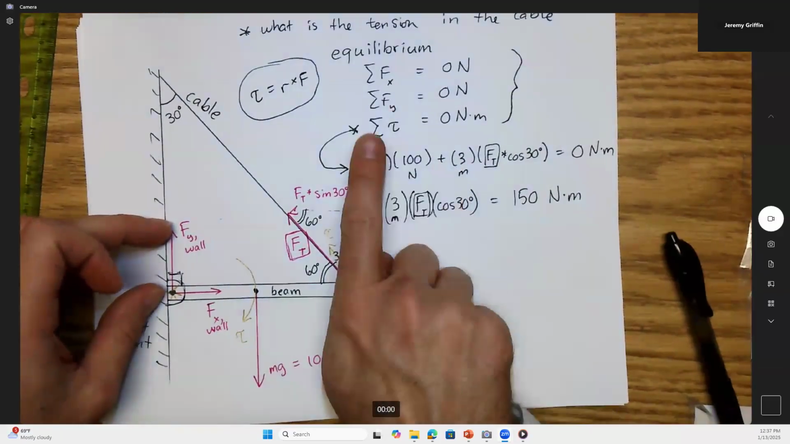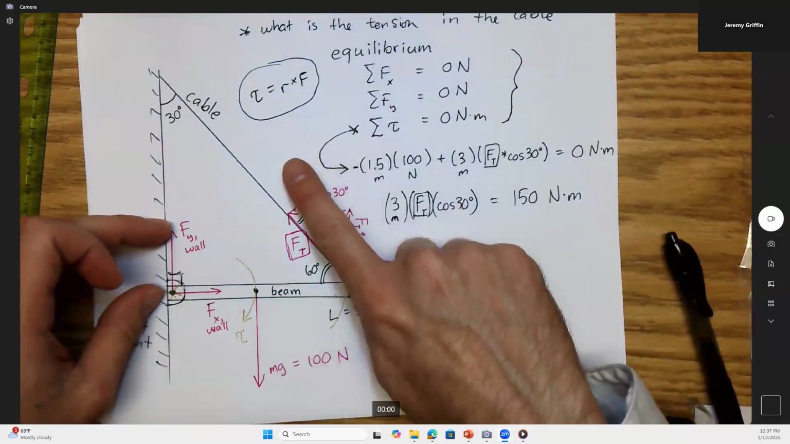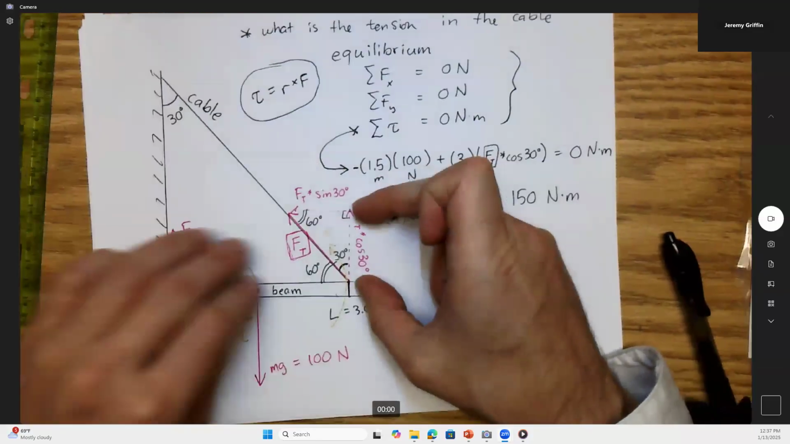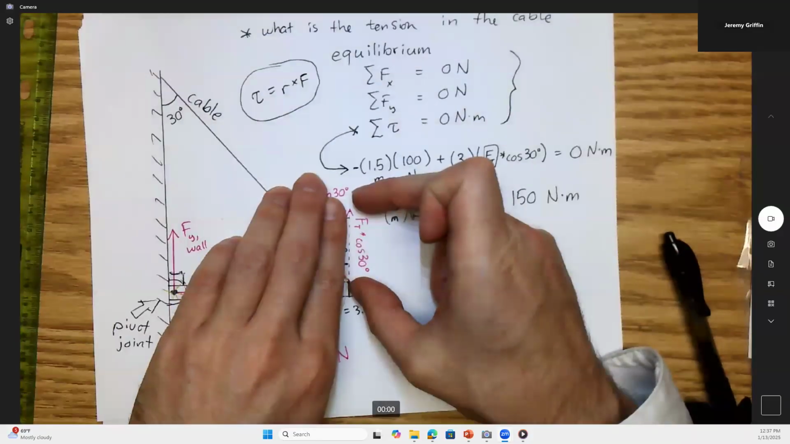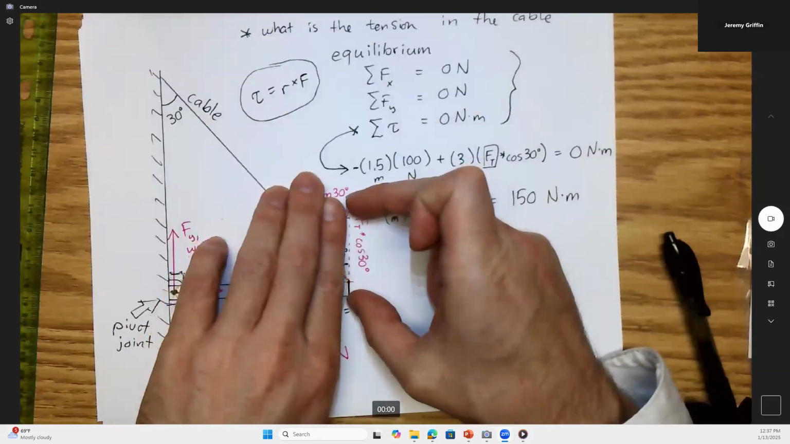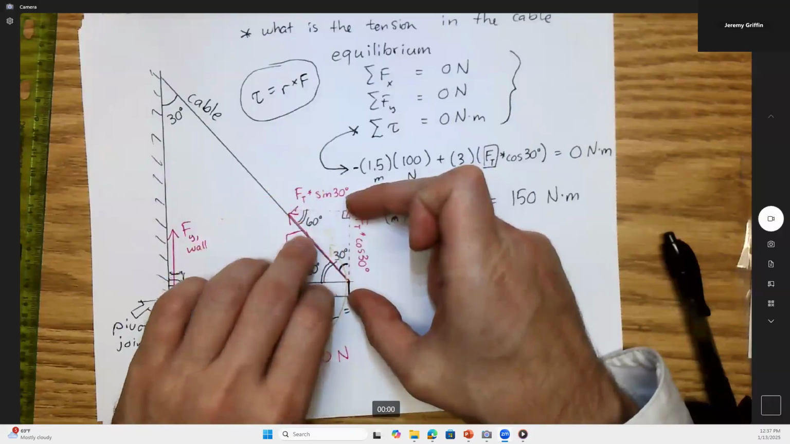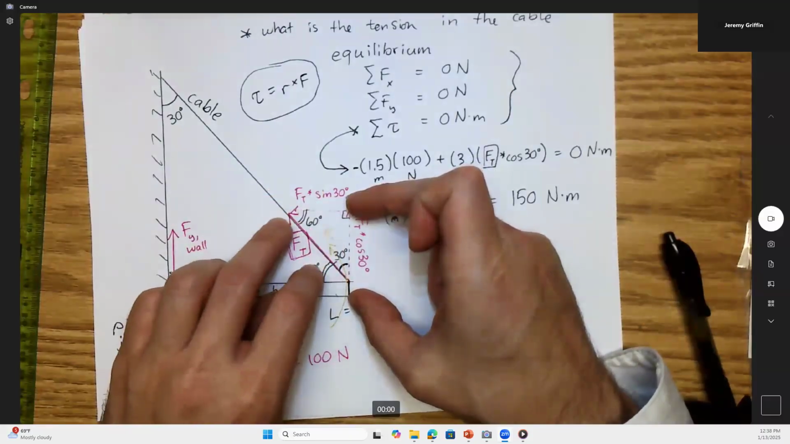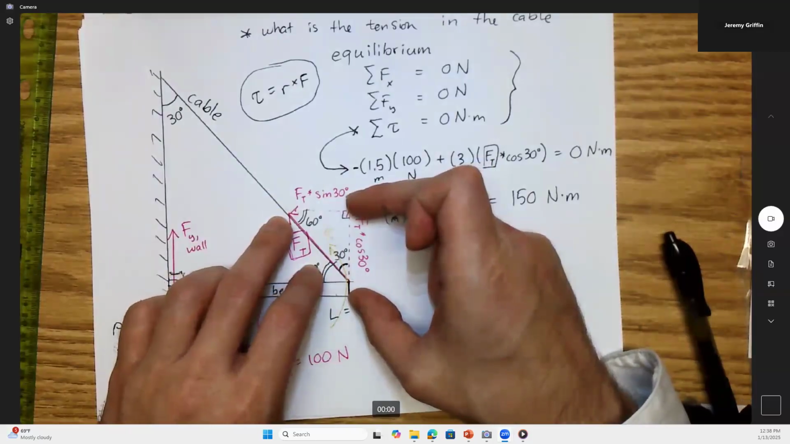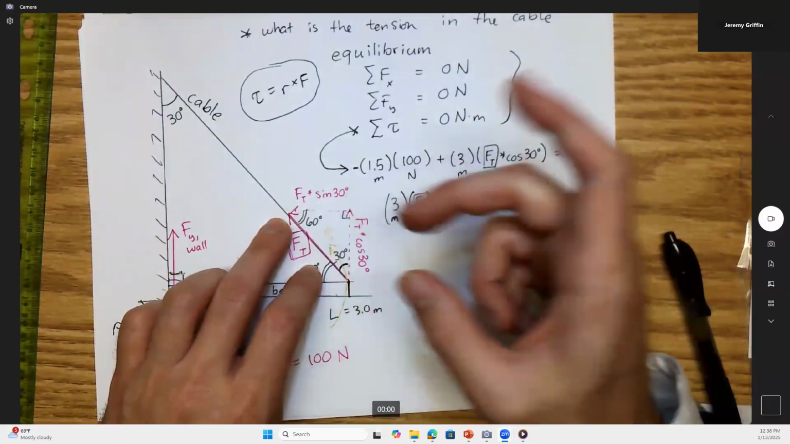And the fact that I have the cable oriented a little bit to the left, I know this upper component should be 50 newtons. This Ft cosine 30 degrees should be 50 newtons. Therefore, the full tension of the cable is it a little bit more or a little bit less than 50 newtons? It has to be a little bit more.